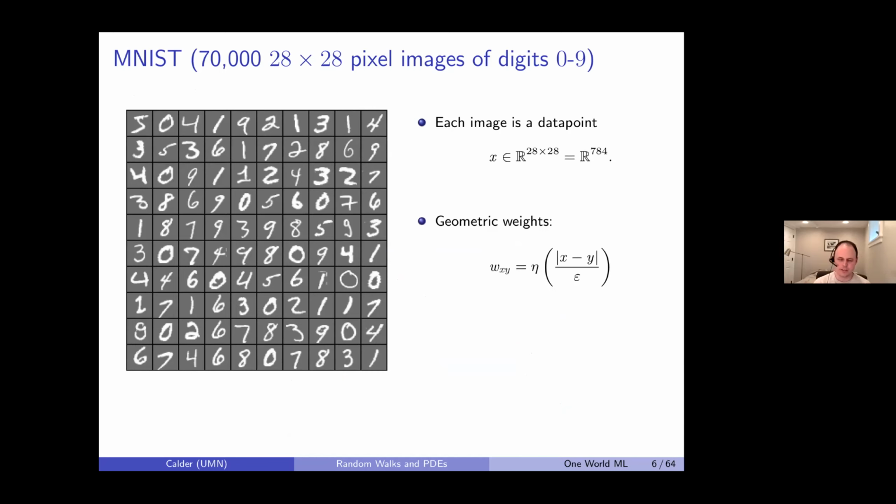Okay? And you could construct weights in your graph as geometric weights, where you take the weight between X and Y to be some kernel eta applied to the distance between X and Y scaled by a bandwidth epsilon. In practice, the same epsilon over the whole graph is not so great because you have dense and sparse regions. And so it's more common to use a bandwidth epsilon which varies throughout the graph and is adaptive to how dense the graph is locally. One way to do this is with the k-nearest neighbor graph, where you tune the bandwidth to be the distance to the kth nearest neighbor, let's say.